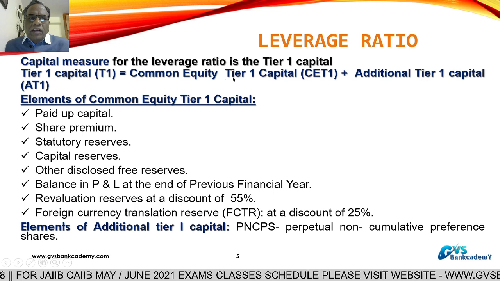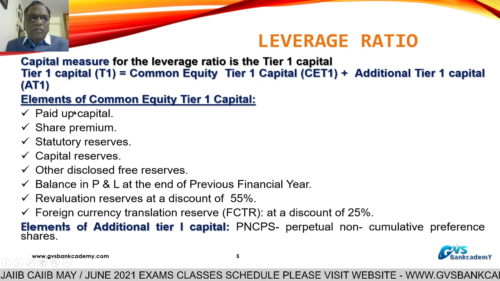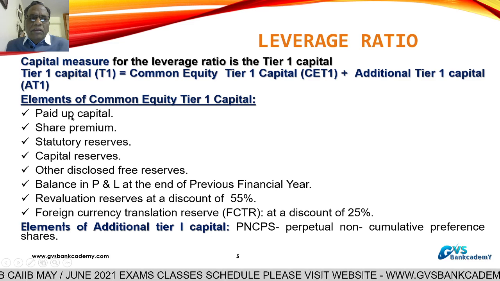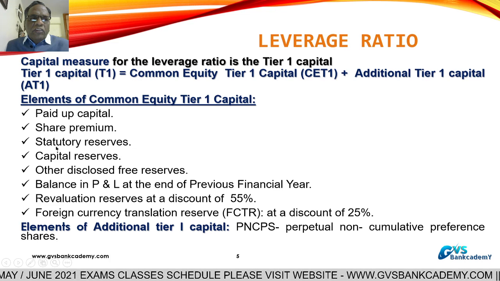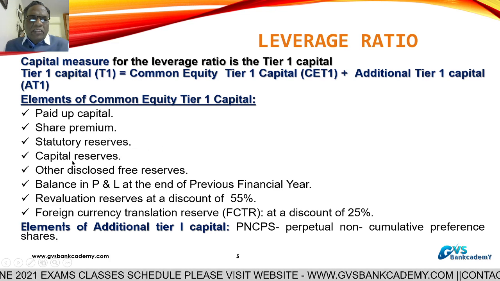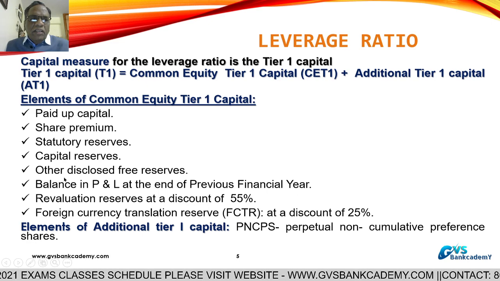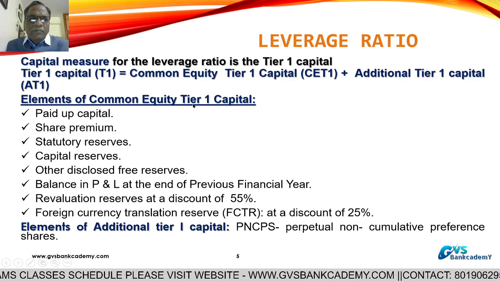What is the common equity Tier 1 capital? The elements are: paid up capital of the bank, share premium outstanding in the bank's books, statutory reserves outstanding in the bank's books, capital reserves in the bank, and any other disclosed free reserves, which are also part of Tier 1 capital.